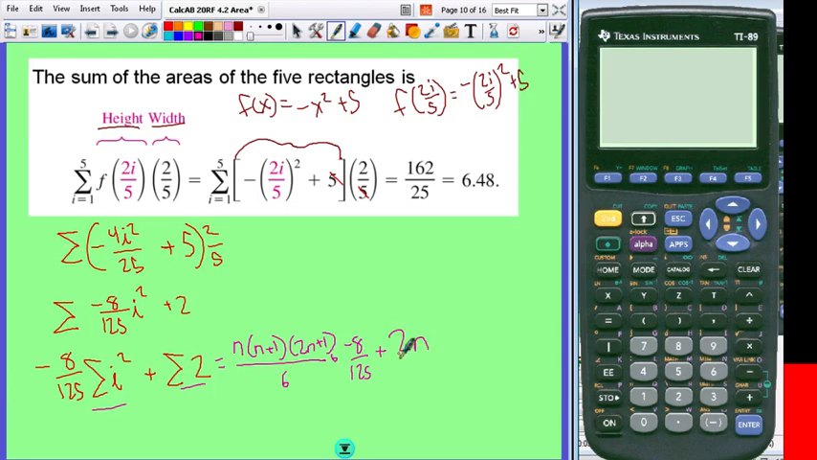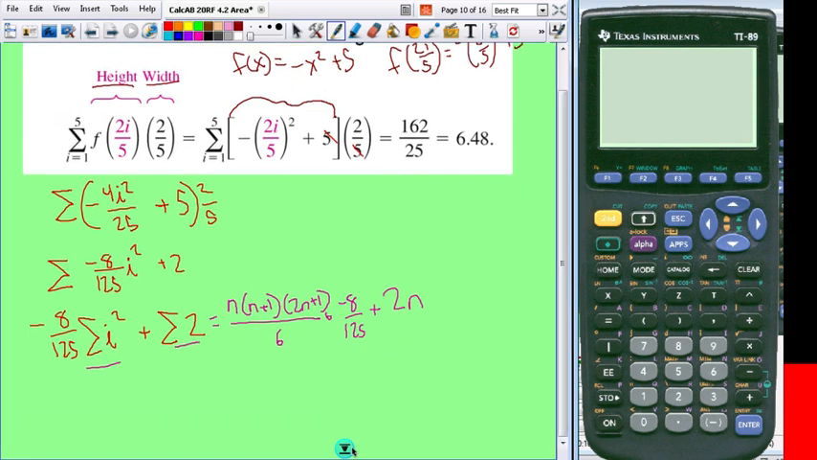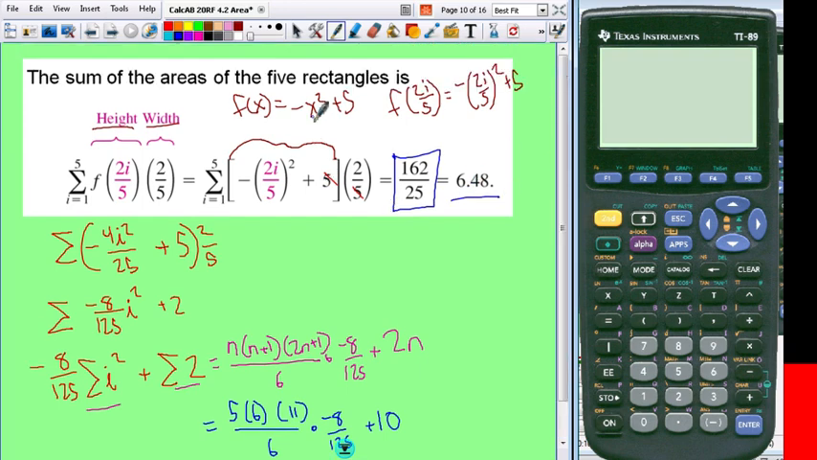Okay, and what's our n? Well, we actually don't have n. Our n is 5 in this case. So I'm going to rewrite that as 5 times 6 times 11 over 6 times negative 8 over 125 plus 10. And breaking up the work you saw here, use a calculator at this point. That's going to be 162 over 25, which is approximately 6.48. Okay, that was using the right endpoints.